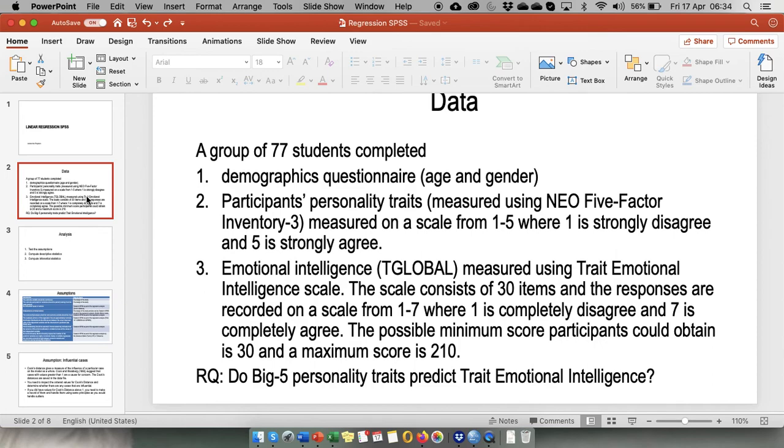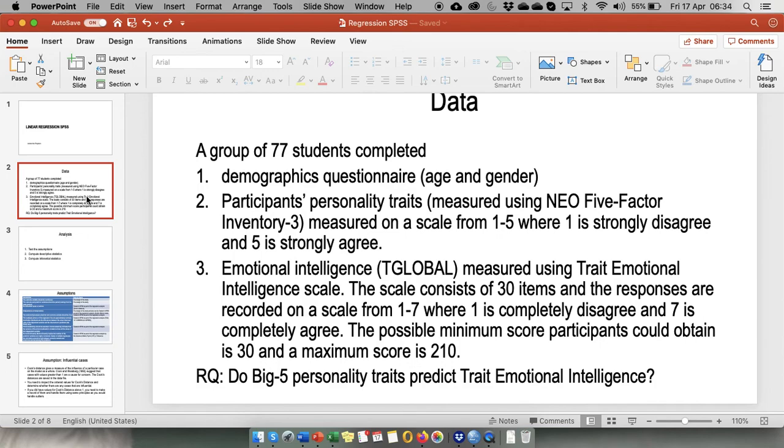So we have their age and gender. We have participants' personality traits measured by the NEO 5-factor inventory. It's measured on a scale from 1 to 5, where 1 is strongly disagree and 5 is strongly agree. So the higher the number is, the more the person possesses that particular trait. So we have 5 traits.